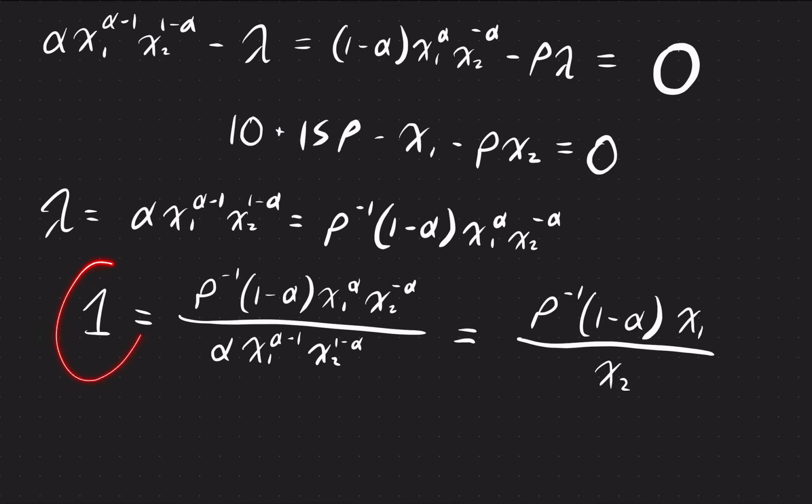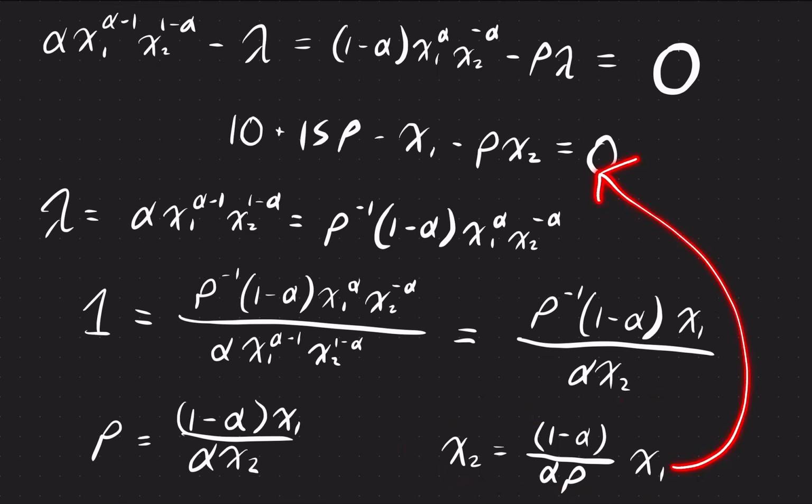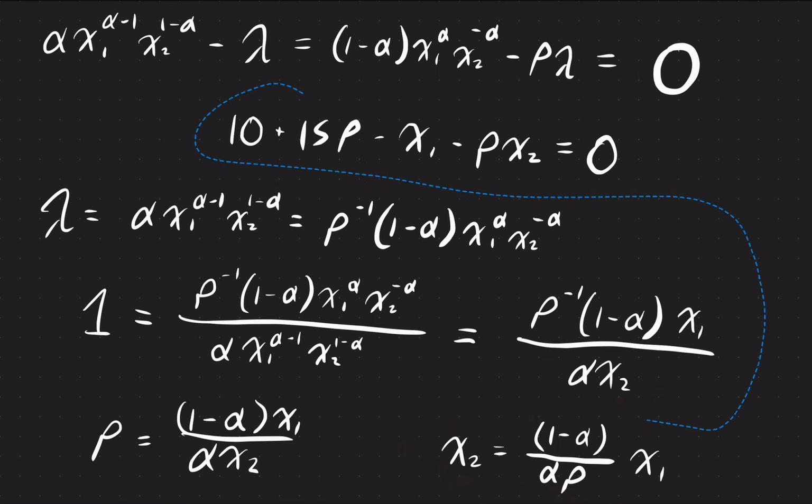So since we have 1 is equal to this, I can just move this guy to the other side by multiplying through by rho, and then I get rho is equal to 1 minus alpha x1 over x2, or equivalently, which we're going to use, x2 is equal to, oops, I forgot to rewrite that alpha, x2 is equal to 1 minus alpha over alpha rho times x1. Now we can put this into our budget constraint, and that'll be how we solve.